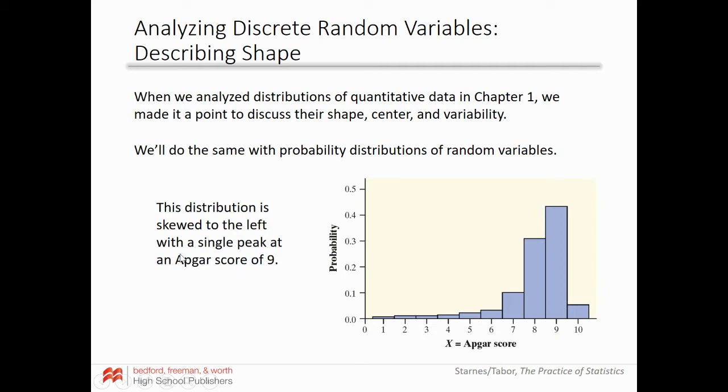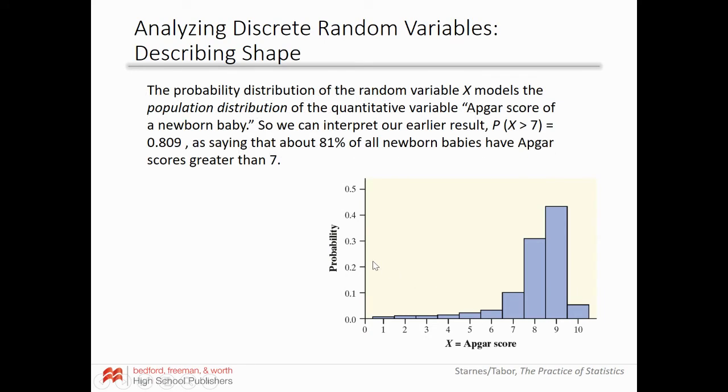See how they give you the context too? They tell you what the APGAR score is. And that single peak is at 9. The probability distribution of the random variable x models the population distribution of the quantitative variable APGAR score of a newborn baby.